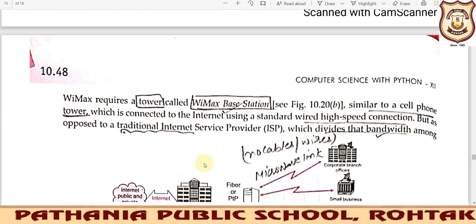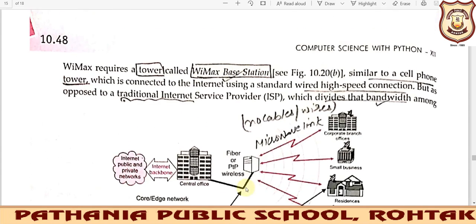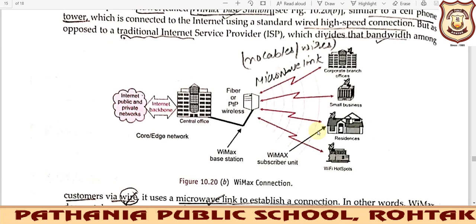Fine. So when we are using WiMAX, we have a WiMAX base station, and this base station is basically transmitting the signals to the particular subscriber to whom we have to connect. Like someone is sitting at home and he wants those WiMAX signals. So there will be no cables, because we have to go wireless, so the signals are to be transmitted with the help of microwave links.